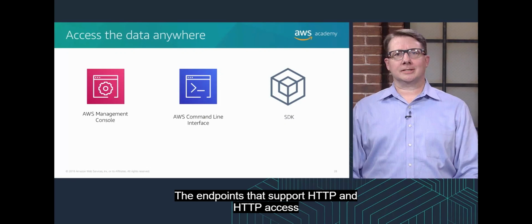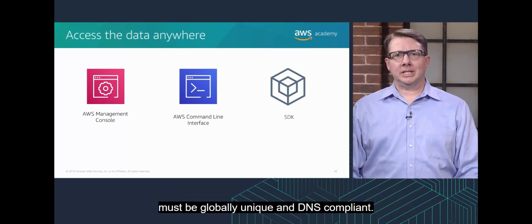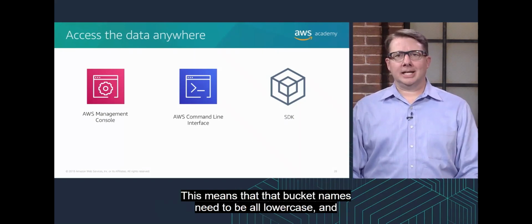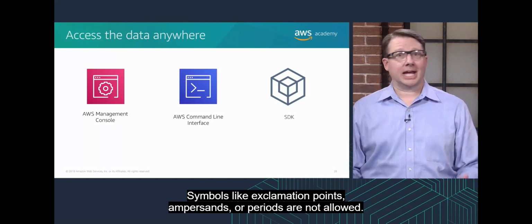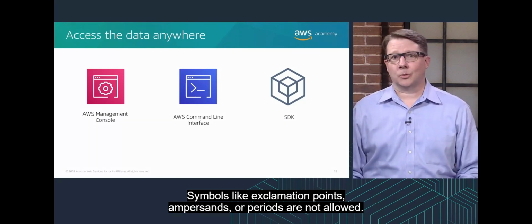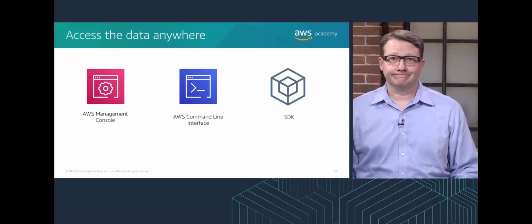The endpoints that support HTTP and HTTPS access must be globally unique and DNS compliant. This means that bucket names need to be all lowercase and contain a combination of only letters, numbers, and dashes. Symbols like exclamation points, ampersands, or periods are not allowed.